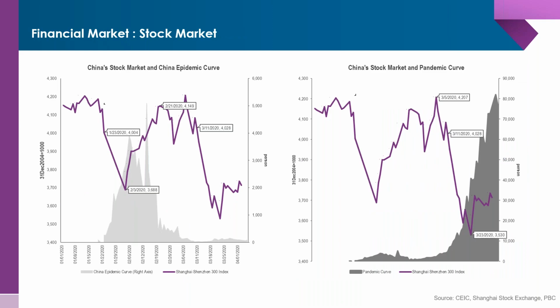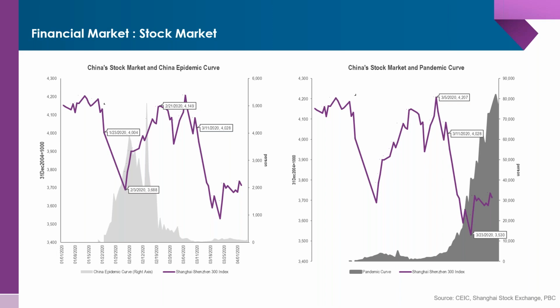Then let's move to the last slide. It's about China's stock market. The purple line in both the left and the right chart is exactly the same one. It is the Shanghai Shenzhen 300 index, which is one of China's most closely followed stock market indexes. It includes 300 A-share stocks traded on the Shanghai and Shenzhen stock exchanges, and is seen as indicative of trends in both those markets.